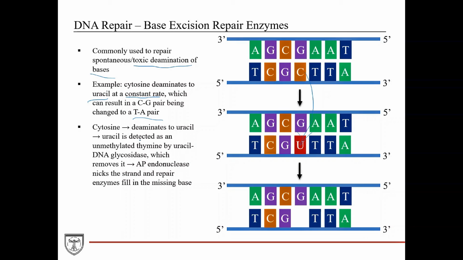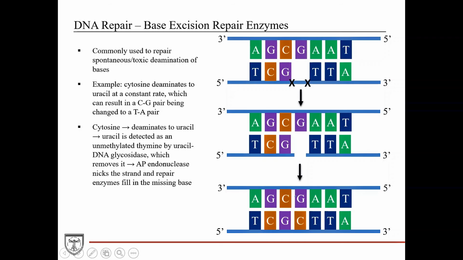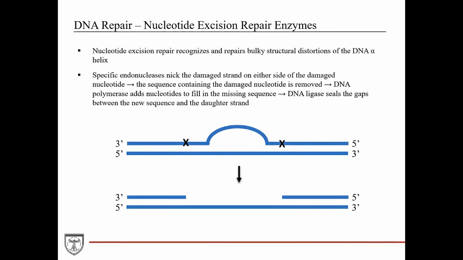So cytosine deaminates here to uracil, and then uracil is detected as an unmethylated thymine by uracil DNA glycosidase, which then removes it. So that gets you here. Then you have AP endonucleases that nick the strand on either side. Very specific, just on that one base that was removed on either side. Repair enzymes fill in the missing base here, and then ligase helps seal the gaps to bring that new base into the sequence.